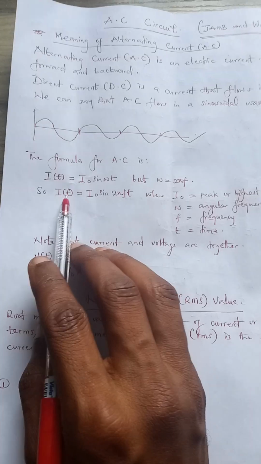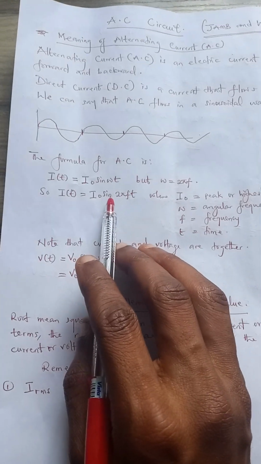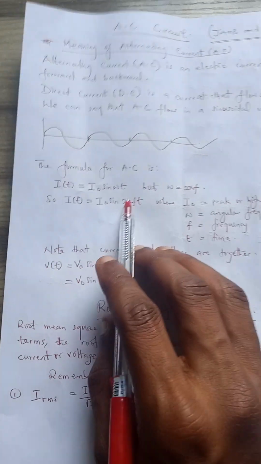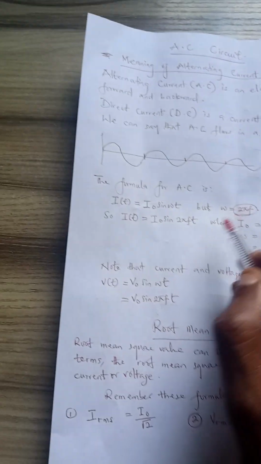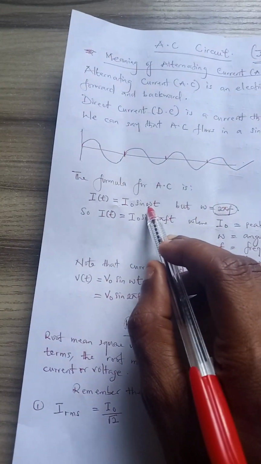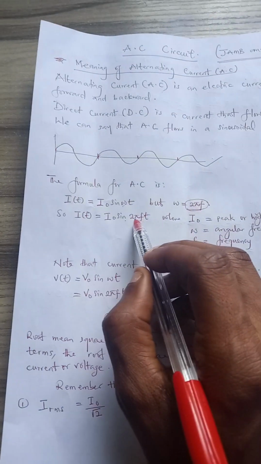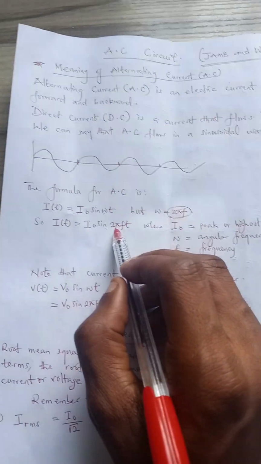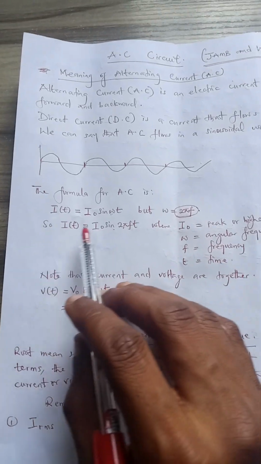So we can now say that I, which is the current at any particular time, is equal to I0 sine 2 pi ft. That means we are using this 2 pi f now to represent omega. So if you remove omega from here and put 2 pi f, you will get sine 2 pi ft.